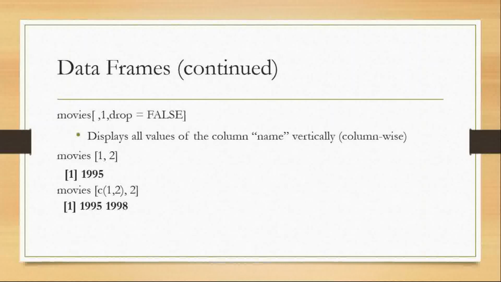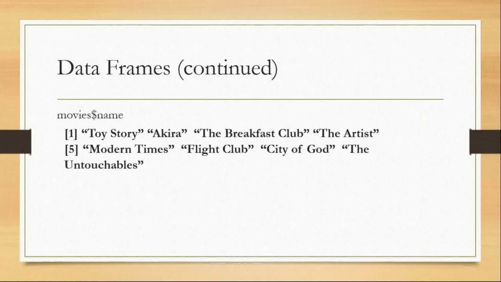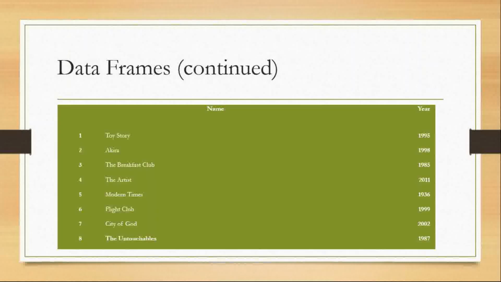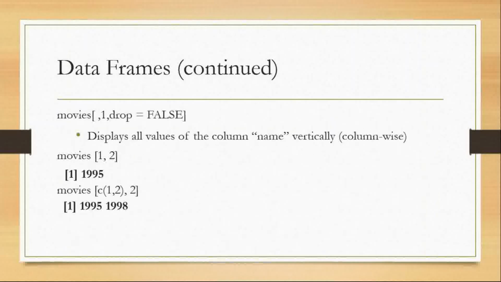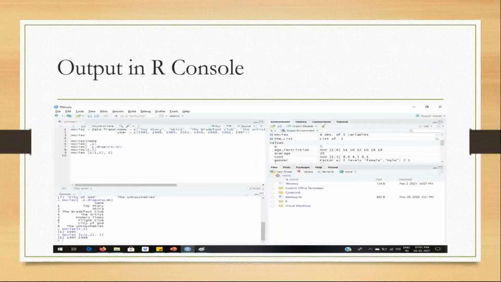In the last example, we are trying to display the values in the first and second rows and the second column. In the first and second rows, we have Toy Story 1995, Akira 1998, and in the second column, we have 1995 and 1998. Hence, we have 1995 and 1998 as output. We will try executing them in RStudio.